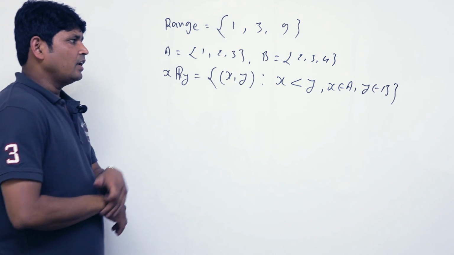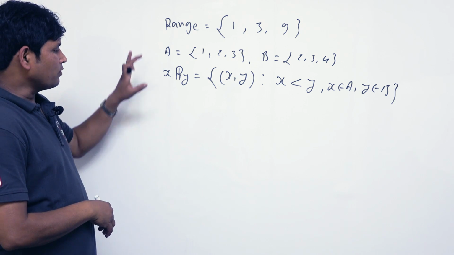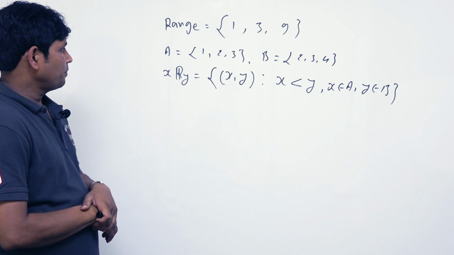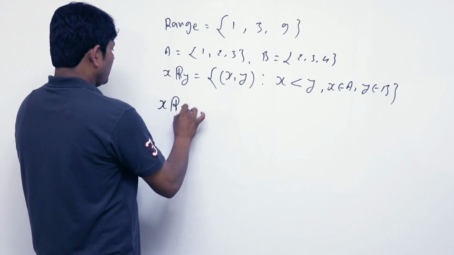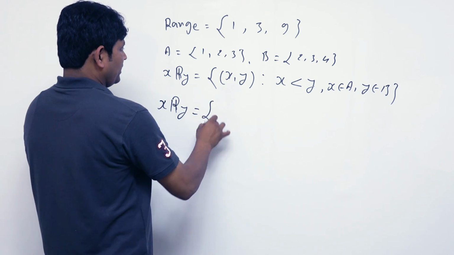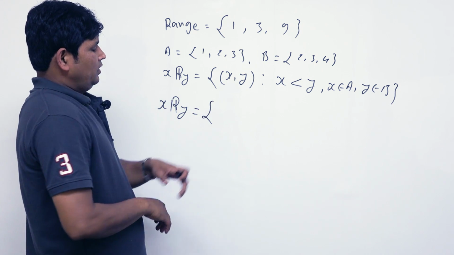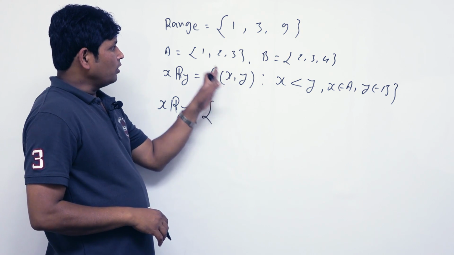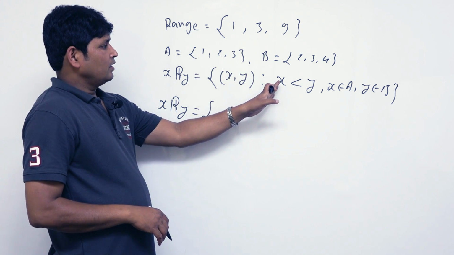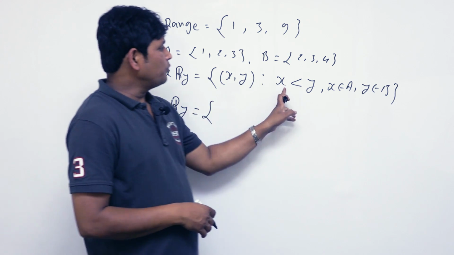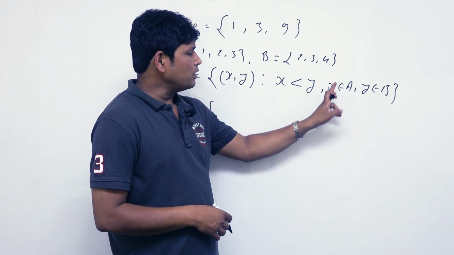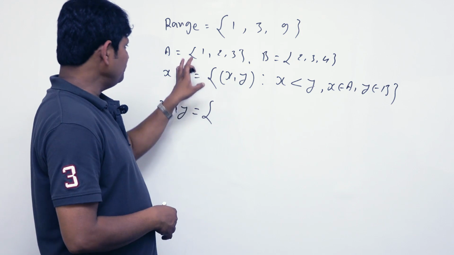Now we have to find the relation. This is the question. So x is related to y. How can you write the relation? We have to take the first component always smaller than the second component. From where should we take the first component? The first component should be taken from A.